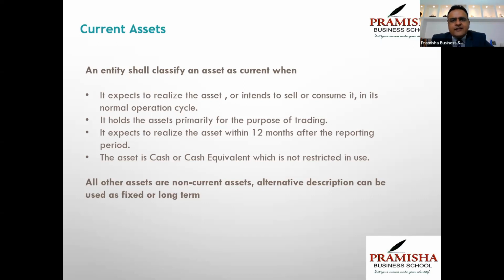Normal operating cycle doesn't mean that it has to be 12 months. Normal operating cycle can be more than 12 months. If you are selling aircrafts, it may take more than 1 year to sell an aircraft. If your normal operating cycle is 18 months or 24 months, you can show it as part of your current assets in the form of your inventories, because that is the normal operating cycle for you. So it's not necessarily restricted to 12 months only.